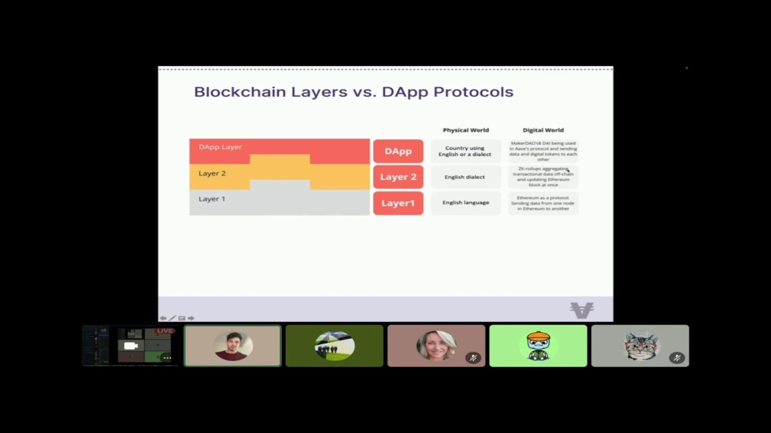I'm not going into that, but what they do is aggregate transactional data, and instead of doing that on Ethereum, they do that off the blockchain. They call that off-chain, and then they update Ethereum at once. And an application can be anything that makes use of the blockchain, layer 1 or layer 2. So it can be sending data or digital tokens. As I said, I'm not really happy with this example. I don't think it clarifies that much. But if there are any questions, don't hesitate to ask.